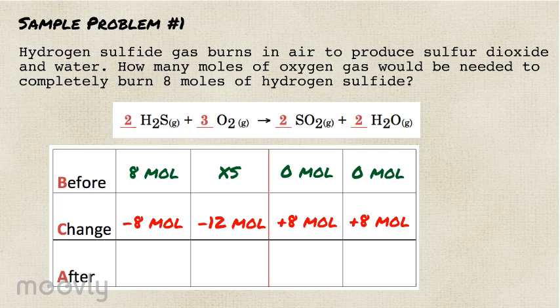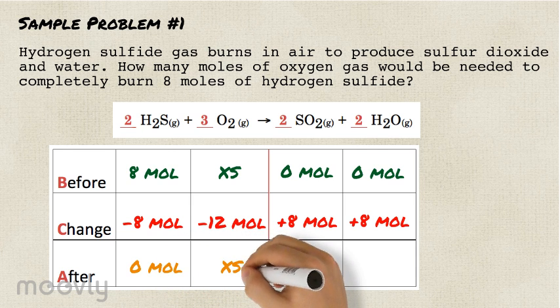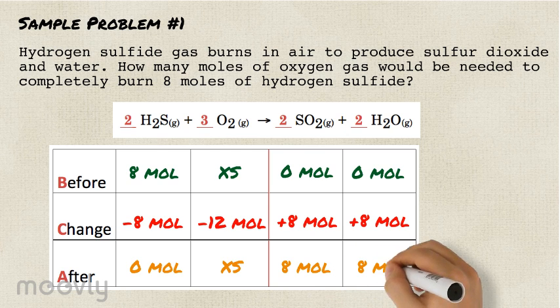Finally, we will complete the table with what remains after the reaction is complete. The after line is simply the sum of the previous two lines. Adding together the before and change rows, we get 0 moles of hydrogen sulfide, an excess of oxygen gas, 8 moles of sulfur dioxide, and 8 moles of water.